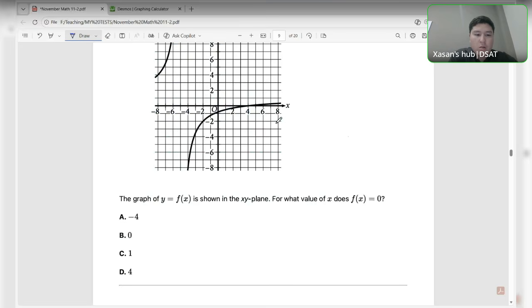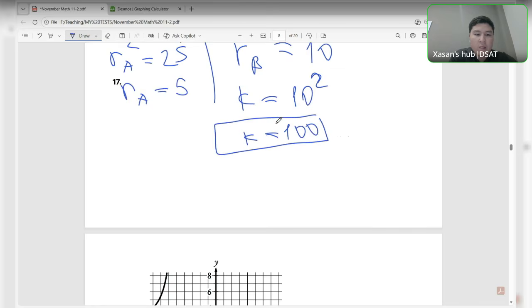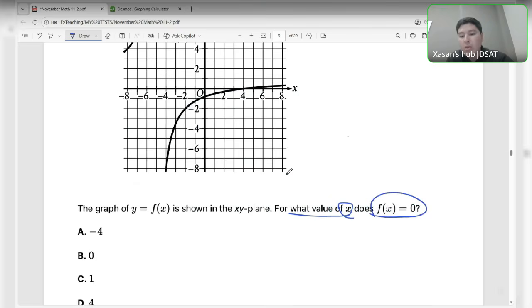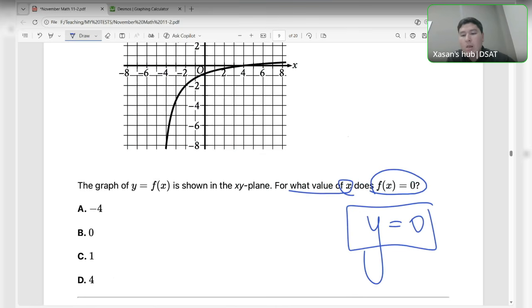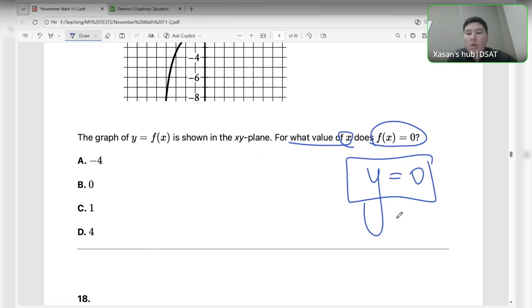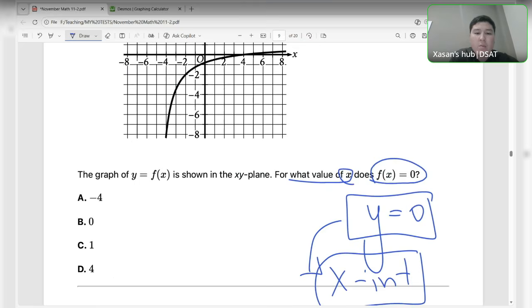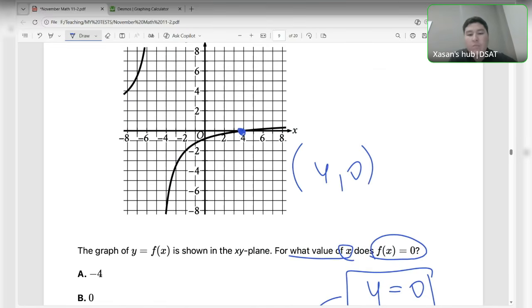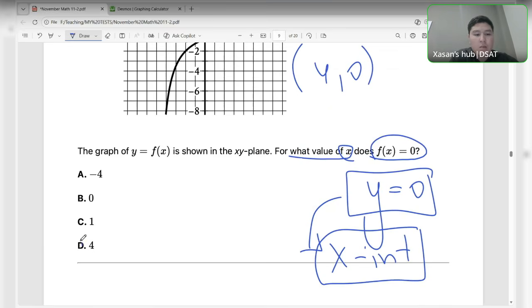Question 17 now. The graph of y equals f of x is shown. For what value of x does f of x equal 0? Guys, f of x equals 0 means your y value equals 0, right? And when y equals 0, you have to find the x-intercept of the function. That's approximately at 4, because we have the point (4, 0). So the answer is D here.